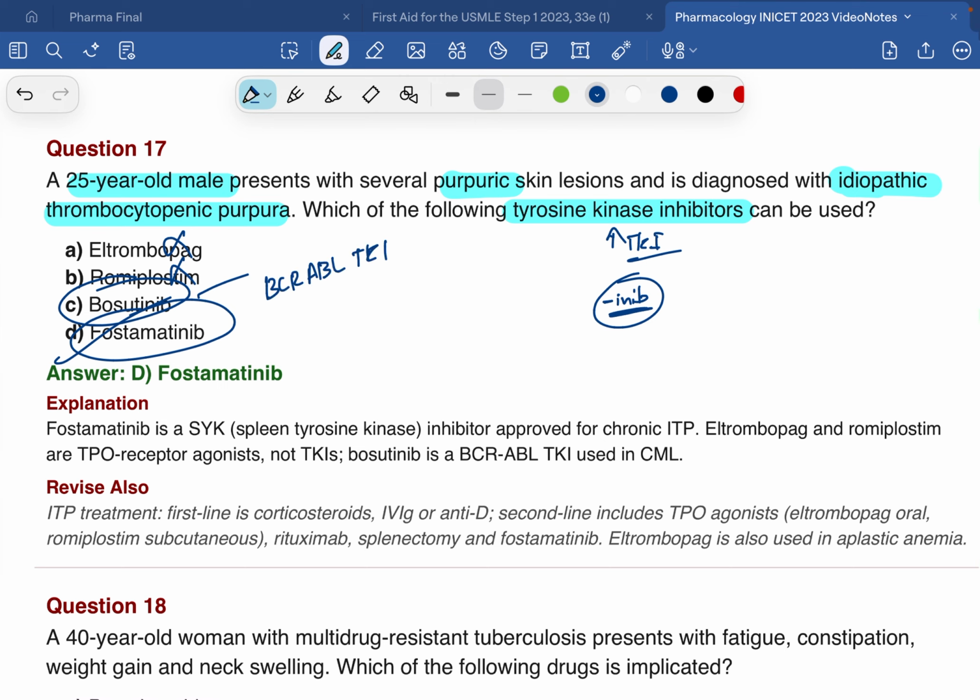Where is a BCR-ABL TKI used? In CML, also ALL, also GIST. No, not GIST. In GIST TKIs are used but not a BCR-ABL TKI. Okay, so CML and ALL.